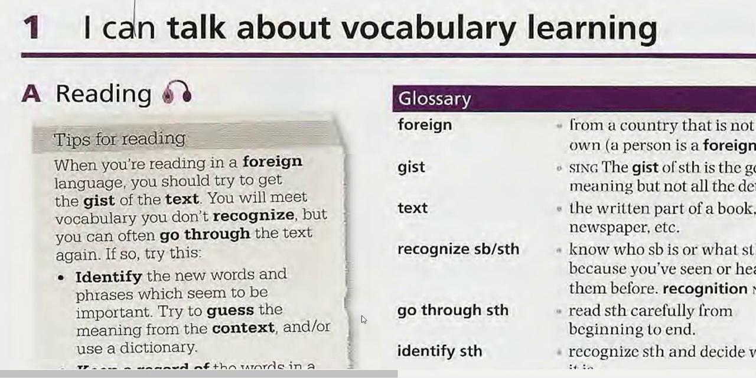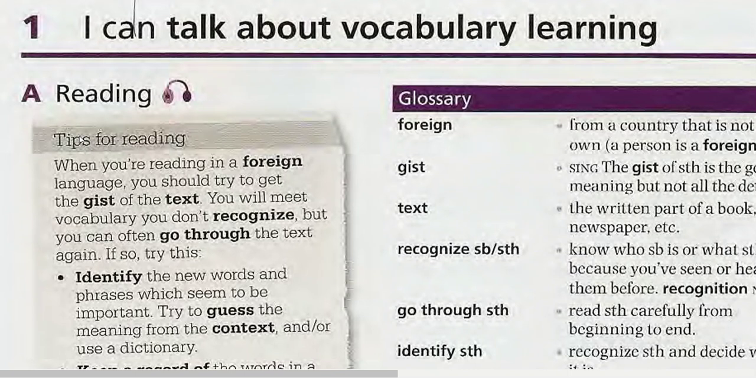Learning Unit 1. I can talk about vocabulary learning for Oxford Word Skills Intermediate. First step, part A, listening together, and after that practice together a lot. First step, reading, part A, listening together.